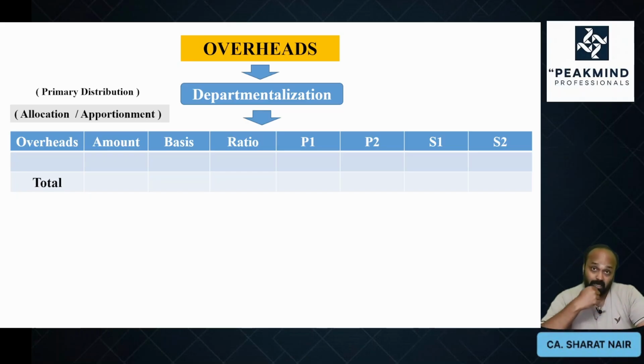Now all the other things which we cannot allocate directly, to divide the cost into these departments, we use apportionment. To give you an example, let us say there are two production departments and two service departments in the organization. There is a sweeper, and there is only one sweeper, and that person is taking care of all the departments.